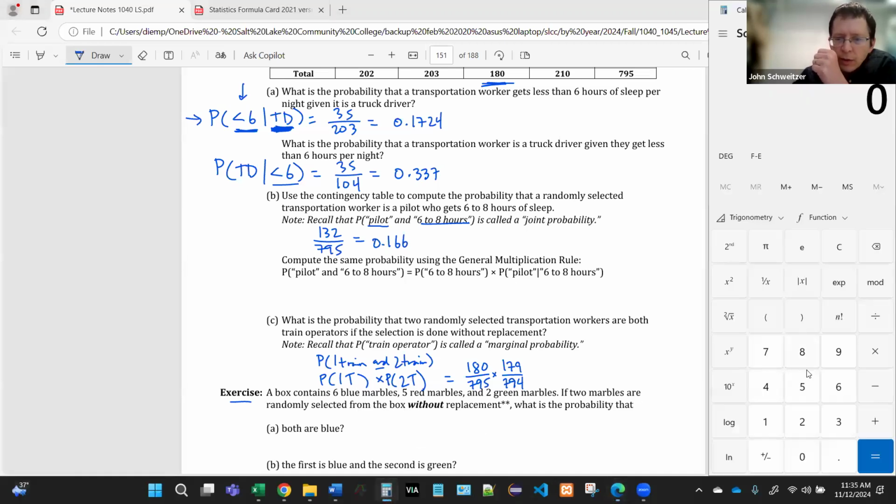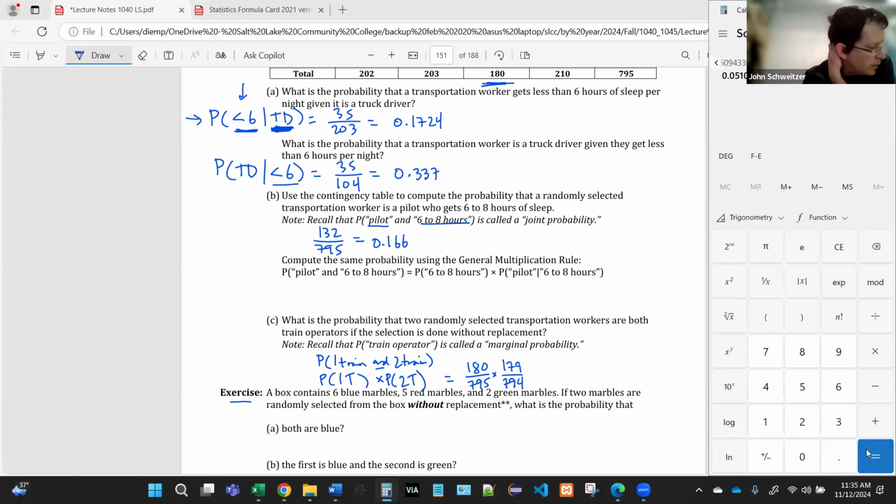Then we just pull out the calculator and work through it. So 180 divided by 795 times 179 divided by 794.